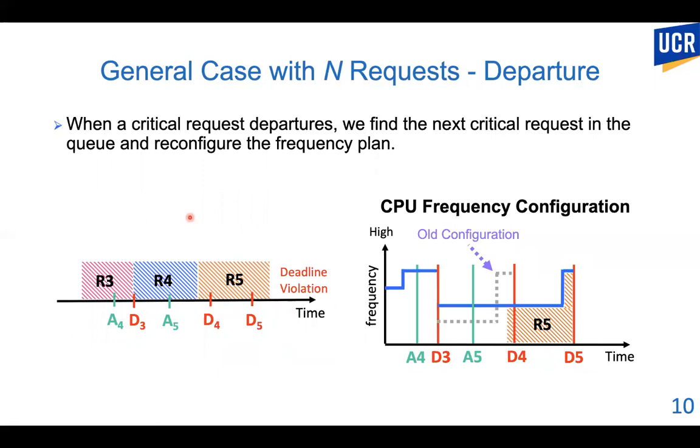In the next example, request R3 finishes its work and is going to leave the queue. Whenever a critical request departs, our DVFS scheme will find the next critical request and adopt a new 2-step DVFS for the remaining n-1 requests in the queue.